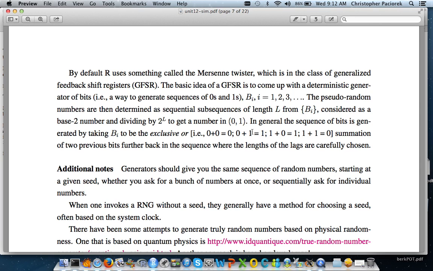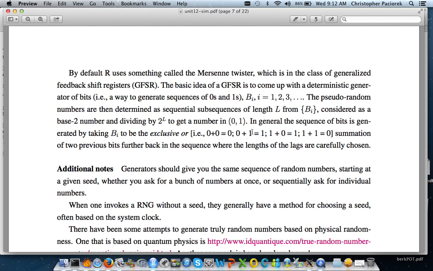Okay, so the idea of the Mersenne twister, we're not going to go into a huge amount of detail, is basically as follows. There's this class of generators called generalized feedback shift registers. The idea is you have some method for generating a pseudo-random sequence of bits, so zeros and ones. I'm trying to come up with a recipe that will generate random zeros and ones, and then I'm going to use that sequence of zeros and ones to generate random uniforms.